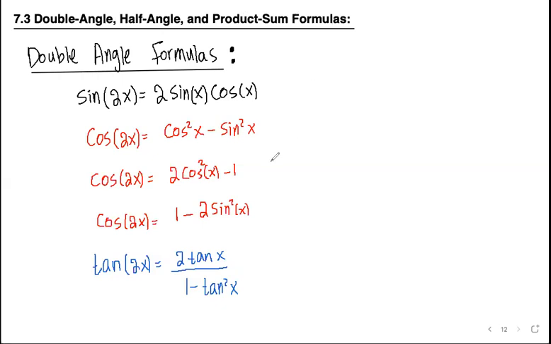How would we know which one to use and when? It depends. If the question talks about sine of double x, you have to use the first one. For the cosine, it depends: if I need it just for cosine, I just use the cosine; if I need it only for sine, I use it for sine. For the tan, it has one. So the sine and the tan are easy because they have one formula. For the cosine, it depends on the questions.